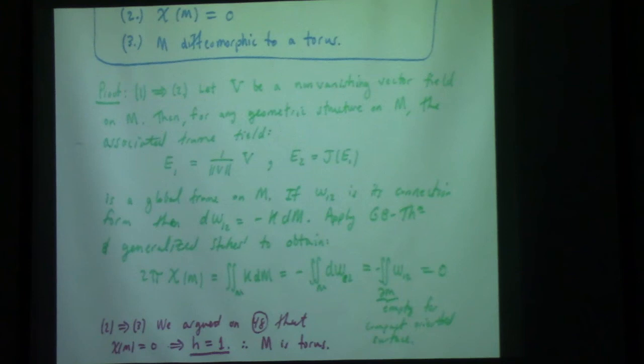So if you have a global frame on the surface, then you can calculate the connection form, d omega 1 2 equals minus K dM, and then you can apply the Gauss-Bonnet theorem, 2 pi times the Euler characteristic of M is equal to the integral of K dM, which is equal to minus the integral of d omega 1 2. But if this is defined for the whole surface, then you get the integral of omega 1 2 over the boundary of M. But the boundary of M is empty for a compact oriented surface, so this integral is straight up zero. So it shows you that the Euler characteristic must be zero.